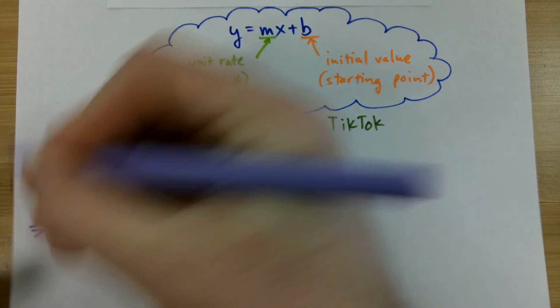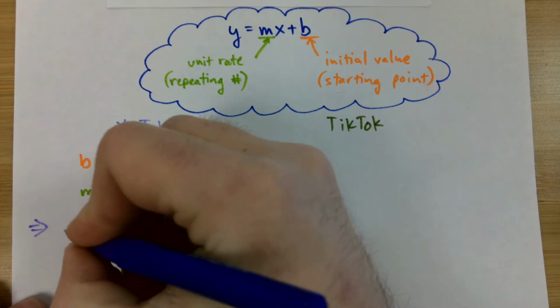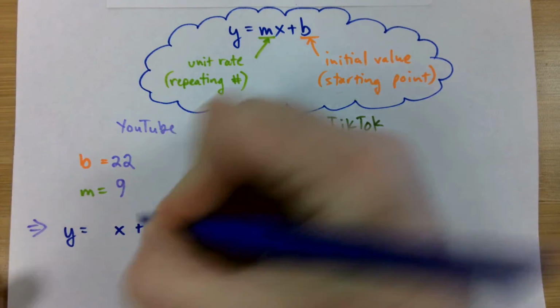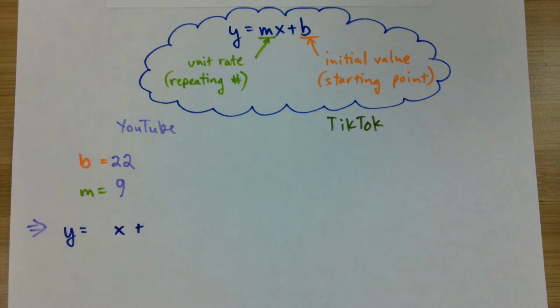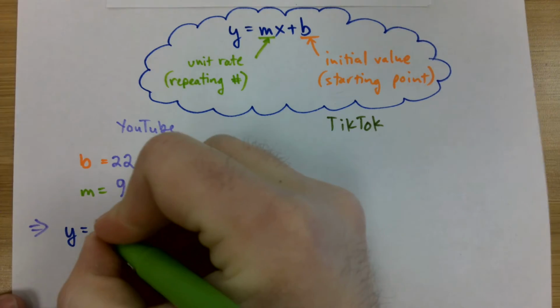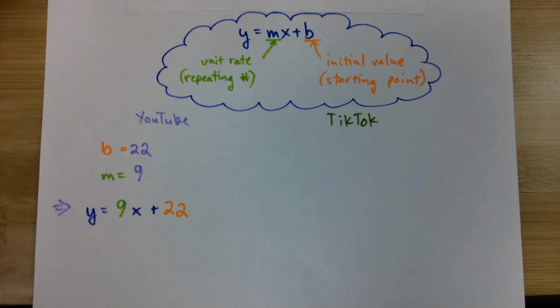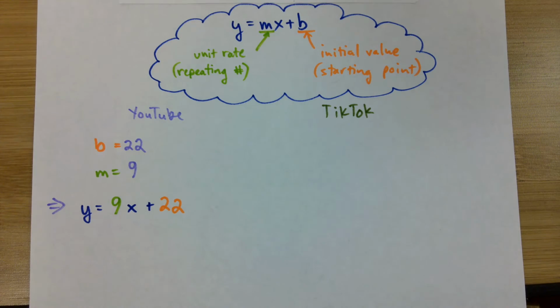Our equation is going to read y equals blank x plus blank. What's this equation going to look like? Jordan? Y equals 9x plus 22, right? Yeah, exactly. Thank you, Jordan. Y equals 9x plus 22.